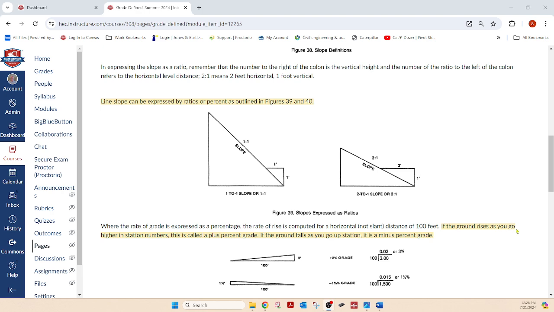If the ground rises as you go higher in station numbers, this is called a +% grade. If it falls as you go up station, it's a -%. In other words, this is a -%. This is a +%. Up station usually means left to right, because most of your projects, especially roadways, are going to be laid out left to right. They may start 20 miles down from where the start of the road is, but they don't build the road in one day. They do it in sections.